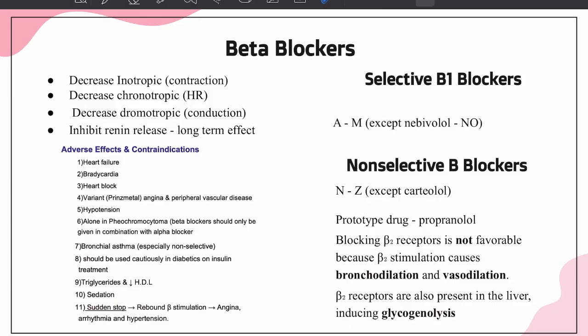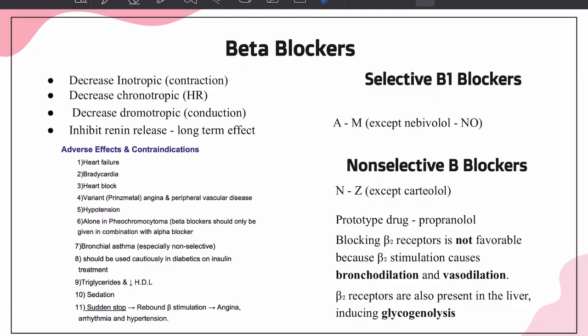Just for simplicity, selective beta blockers, you group them as A through M, with exception of nebivolol. Nebivolol is selective, though it is not in A through M. One important thing about it, it has nitric oxide action. So it's a very potent vasodilator. In non-selective beta blockers, you have N through Z, whatever drugs you have, except carteolol. So A through M are selective, N through Z are non-selective, with exception of nebivolol as selective and carteolol as non-selective. Now, what are some of these side effects that we have?